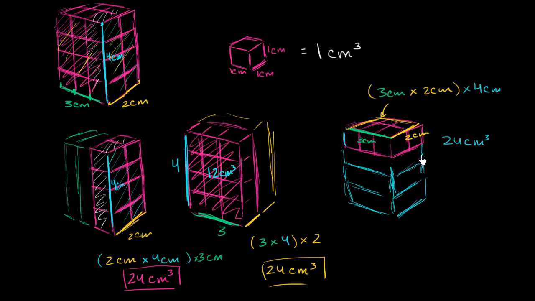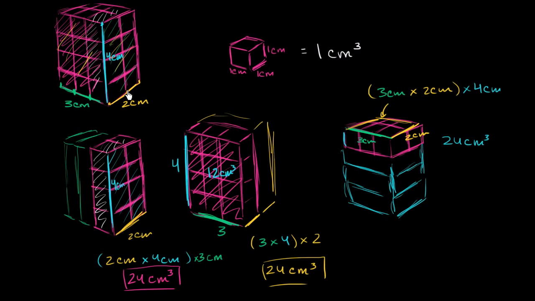So it doesn't matter what order you multiply these in. You could take the area of one side, then multiply it times the depth, or you could take the surface area of another side and multiply it times the height or the width or the depth. And these are all the scenarios. But what it shows is it doesn't matter what order we multiply these 3 dimensions in.